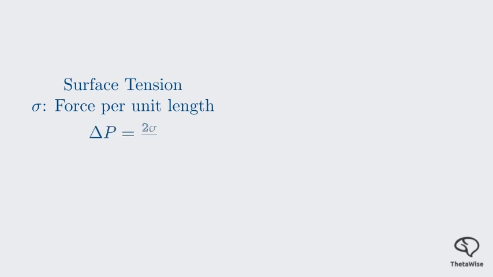For a curved surface, like a spherical droplet, the internal pressure is higher than the external pressure. This pressure difference, delta P, is equal to 2 times the surface tension divided by the radius r of the droplet. In many engineering approximations, we refer to an ideal fluid.